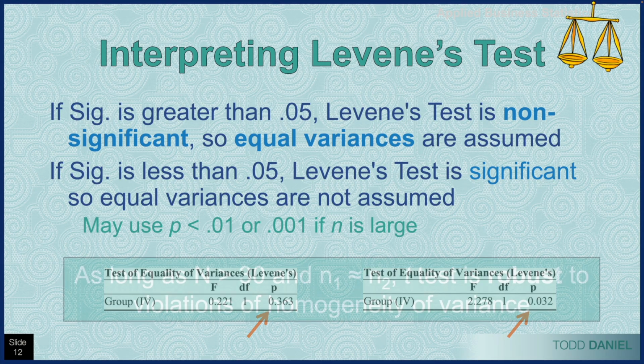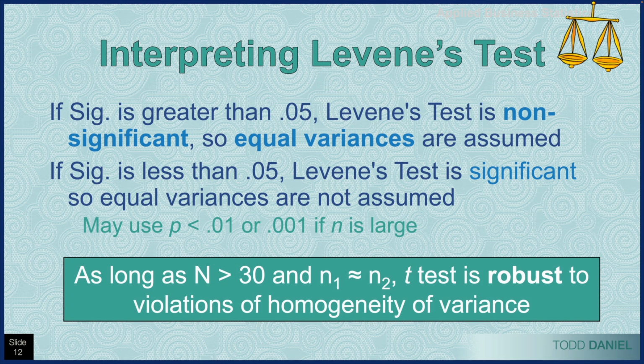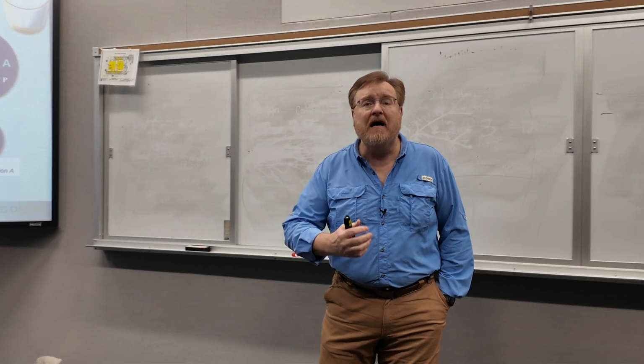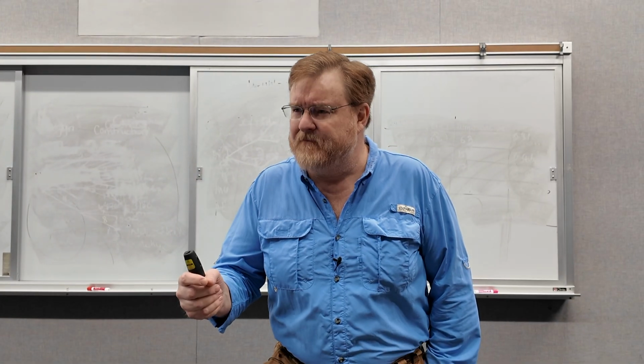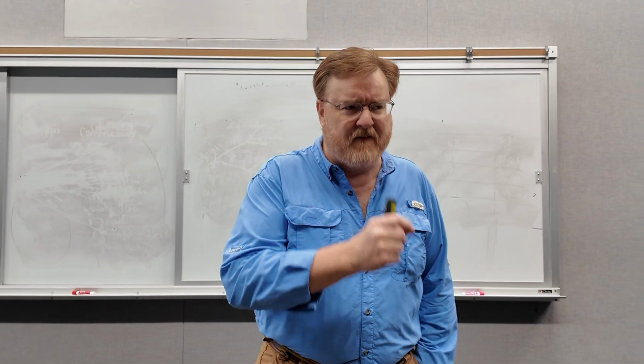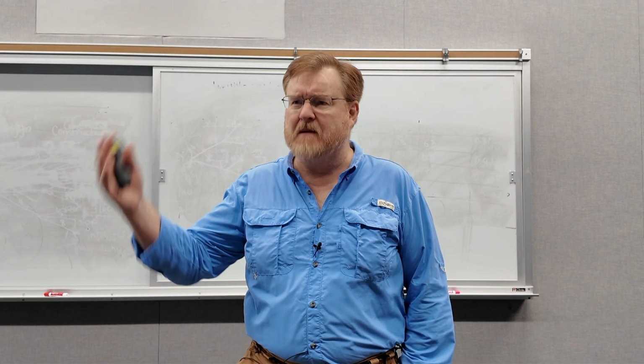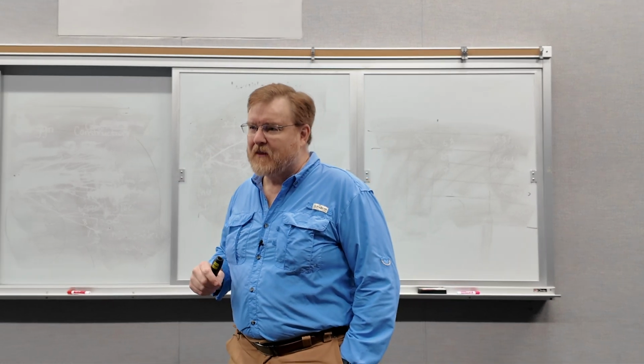But here's the takeaway. As long as our sample sizes are greater than 30, and those sample sizes are approximately equal, n1 is approximately equal to n2, then the t-test is robust to violations of homogeneity of variance. Robust means that if the assumption is violated, the test will still give us valid results. We don't have an increase of type 1 or type 2 errors.